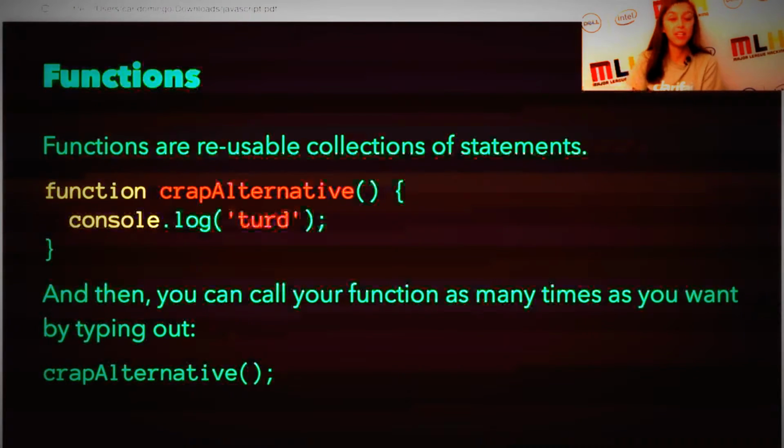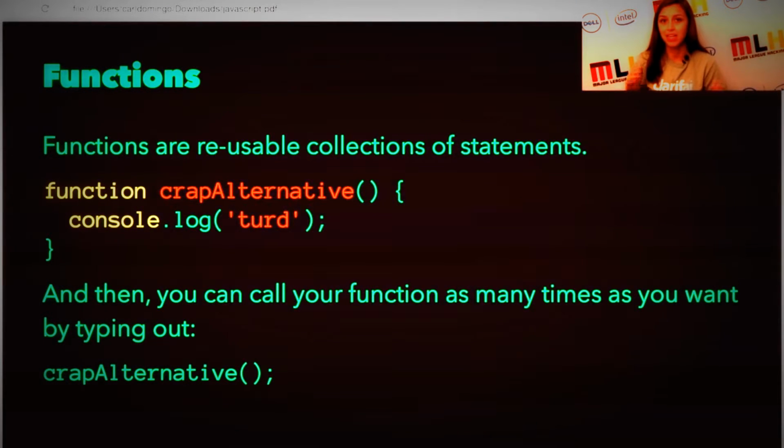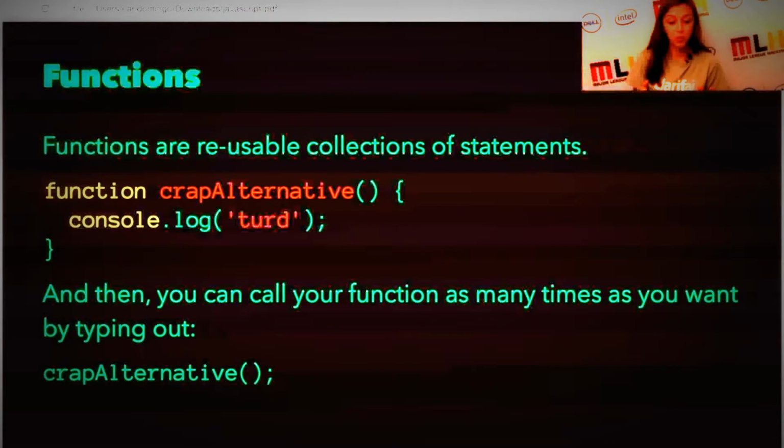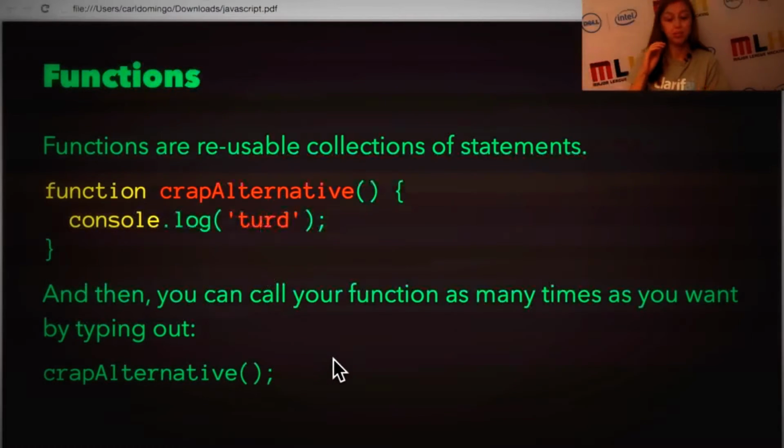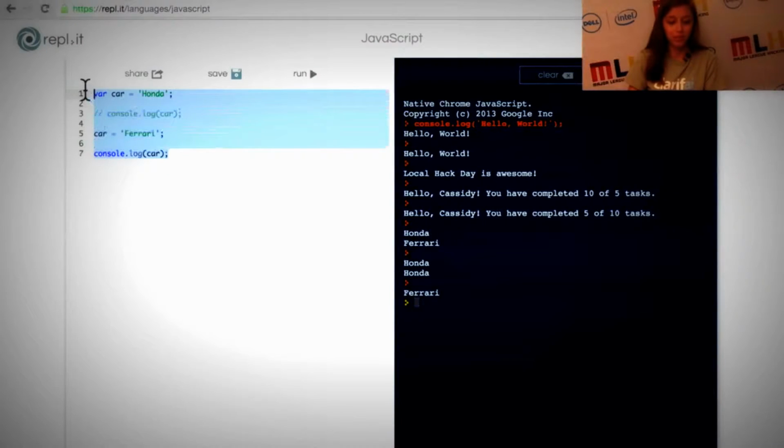Now there's functions, and functions are a whole other set of things that variables can be assigned to and variables can be used in. Functions are reusable collections of statements. Now again, everything in JavaScript that can be declared is a statement. And so let's just say I have this function right here and it's called crapAlternative, and then it prints out turd, because turd is an alternative for crap. That's right. Anyway, you can call this function as many times as you want. So if I wanted to just print out crapAlternative multiple times, it would just print out turd a ton of times. And so let's do a more mature example, shall we?